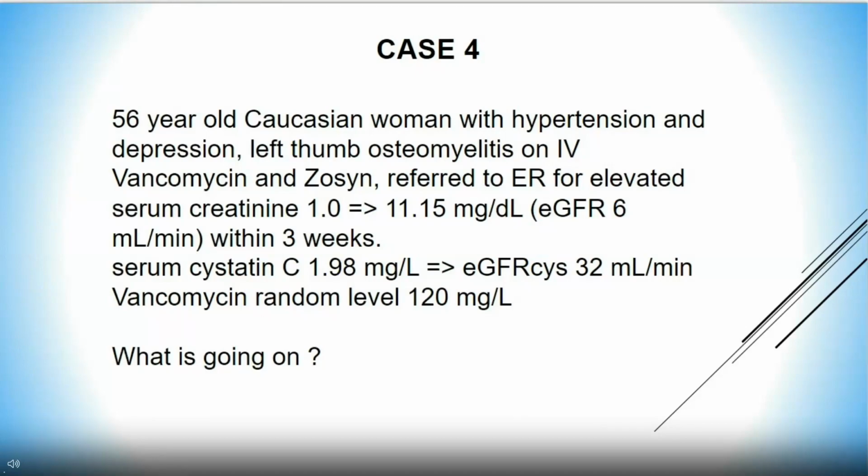And since she got vancomycin, we have the advantage of being able to check a level, which also helps estimate the kidney function, as it gives an indication on clearance. And so the vancomycin random level is 120.